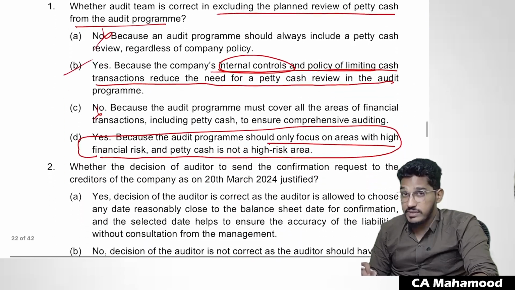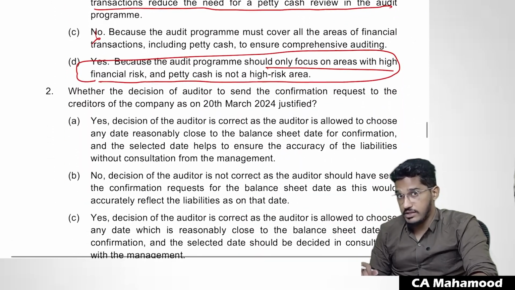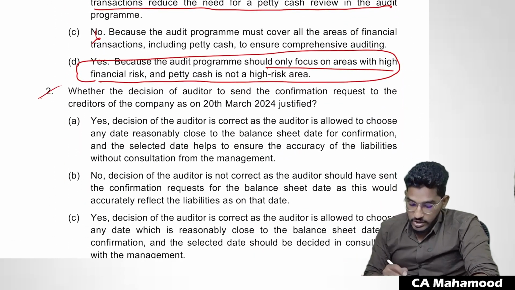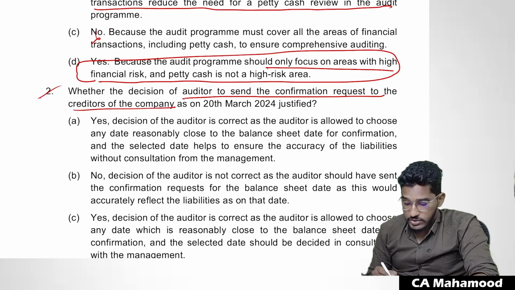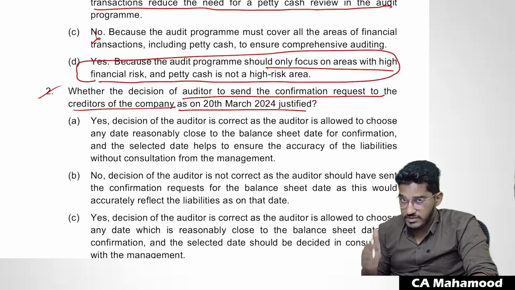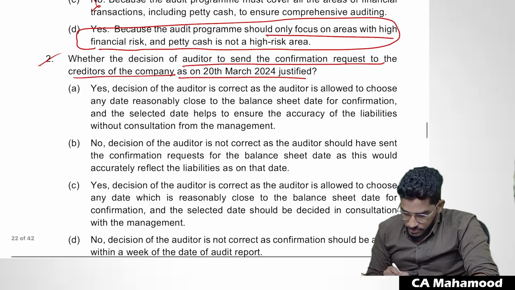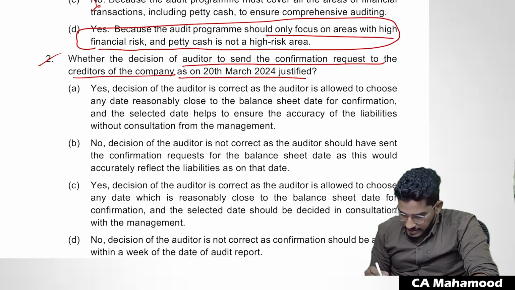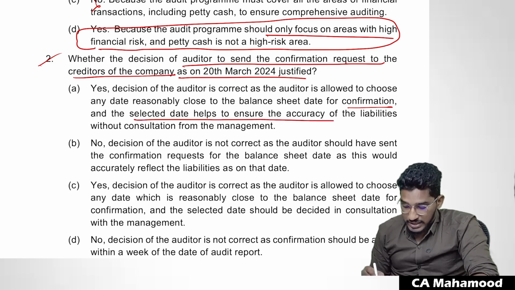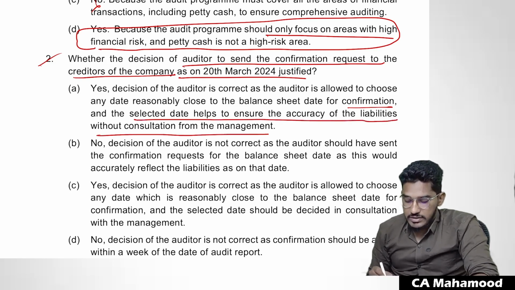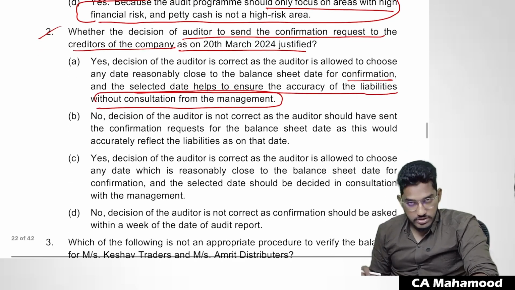See how the small things we explain in the regular class are going to get tested as an altogether different question. So if you look at that, whether the decision of the auditor to send the confirmation request to the creditors of the company as on 20th of March is justified, yes, it is justified. But what is the problem? They did not have prior consultation of the management. So if you look at A, yes, the decision of the auditor is correct as the auditor is allowed to choose any date reasonably close to the balance sheet date for confirmation. And the selected date helps to ensure the accuracy of the liabilities without consultation from the management. No, they should have consultation.